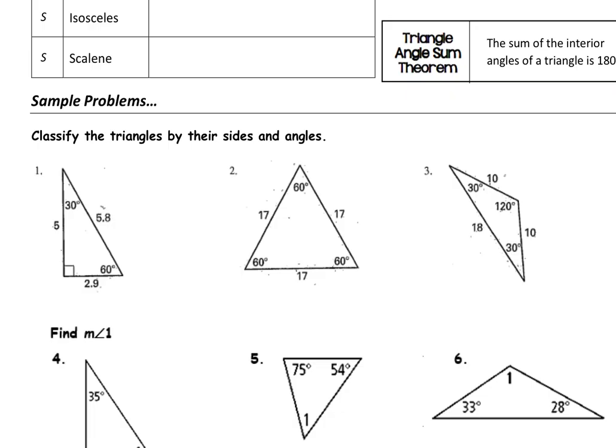So for the first set of examples, all we're going to do is classify each triangle by its sides and its angles. For every triangle, there's going to be two names, and that's the important thing to remember. There's going to be an angle name and a side name.